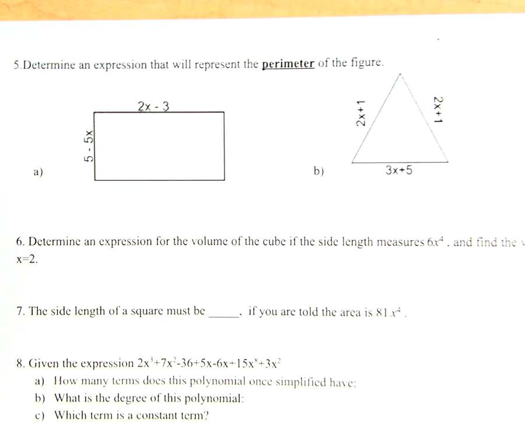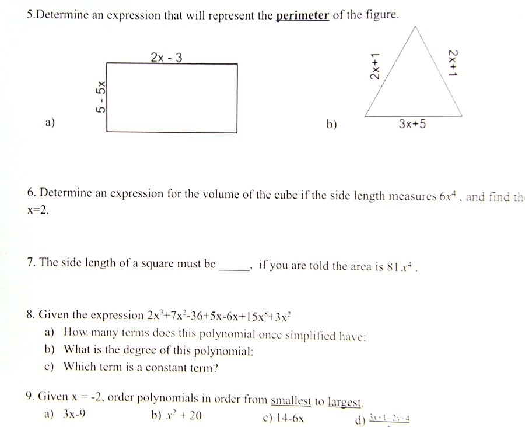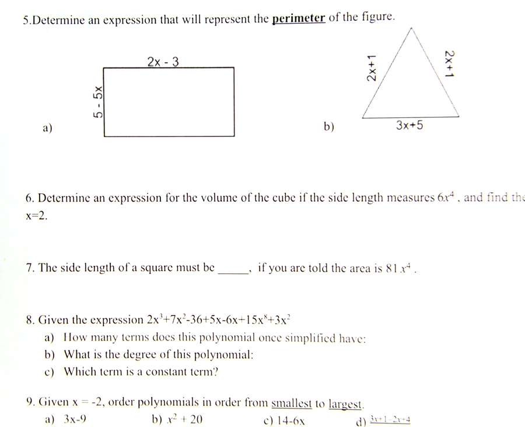Okay, we are looking at the second half of the Unit 2 test review, or the Unit 2 practice test. And the second half of this review is a little more wordy than the first half, which is just kind of straightforward algebra skills. So the number 5 here says, determine an expression that represents the perimeter of the figure.